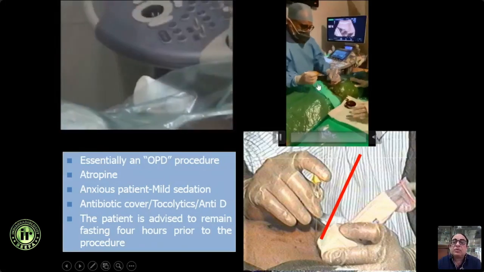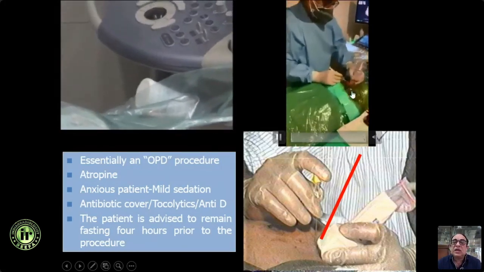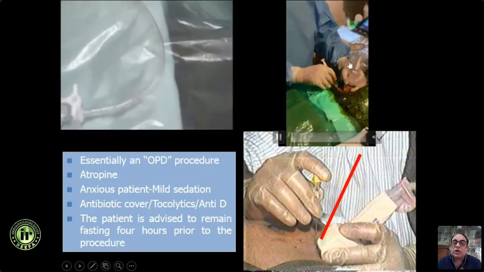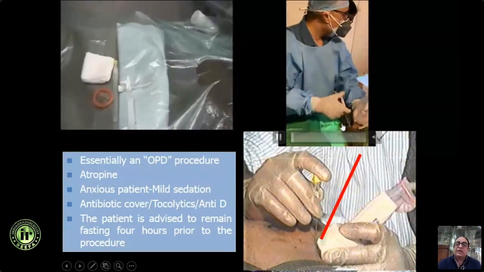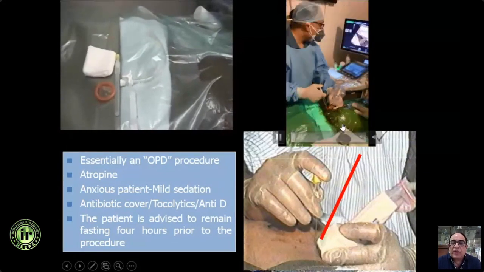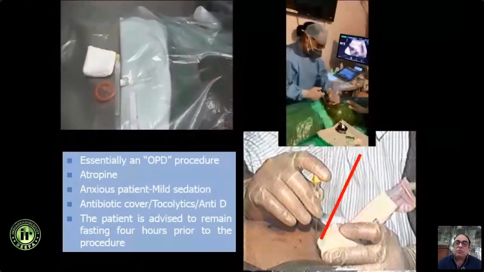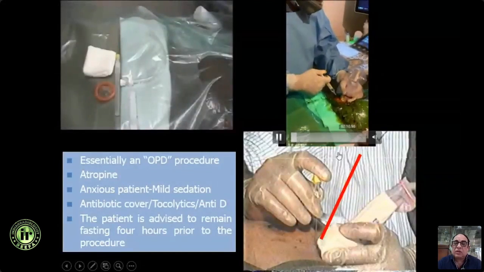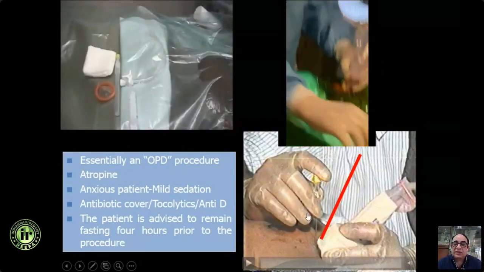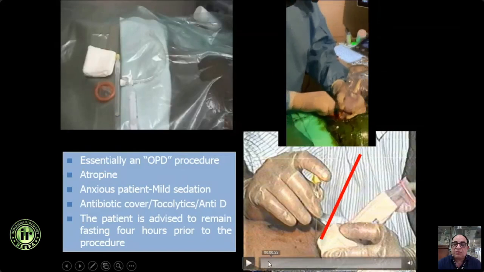And this is the procedure. We use local anesthesia when we are doing a chorionic villus sampling, although not exactly necessary. If you're very quick, you can do it without local. What's important is that you have ultrasound guidance. And this is the basic important principle of the procedure.